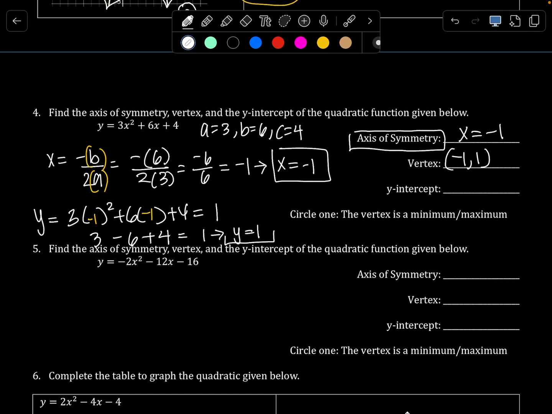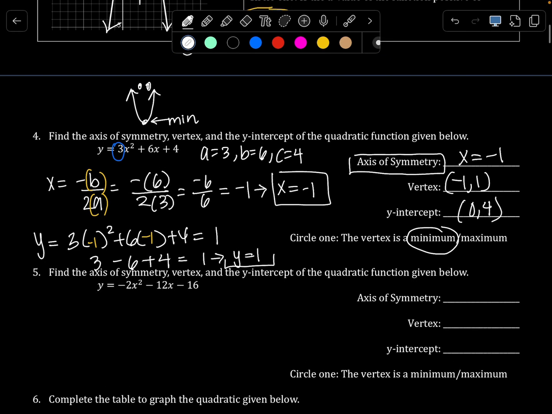What's the y-intercept? We know that all the x's are 0, right? Why is x 0? Because you're crossing the y-axis. So that means you get rid of all the x's in your original equation and you just get 4. The c value, 0, 4. Is the vertex a minimum or a maximum? Well, let's look here. Are you a happy face or a frowny face? Look at the leading term. It's 3, +3, so you're happy. So you have a minimum.